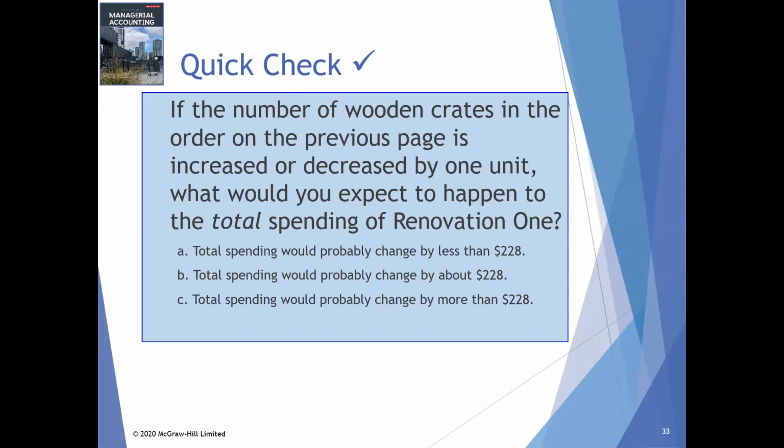My question is, if for example instead of 2, it is 3 units, then what will happen to the total spending? Total spending would probably change by less than 228, or maybe change by about 228, or would probably change by more than 228. So just think it over and send the right answer.